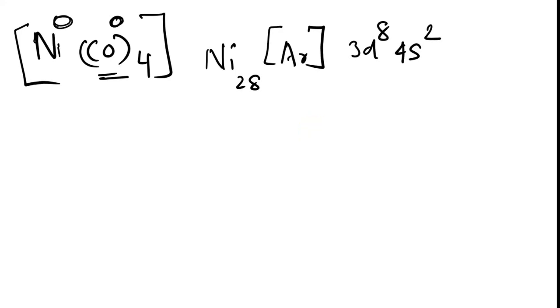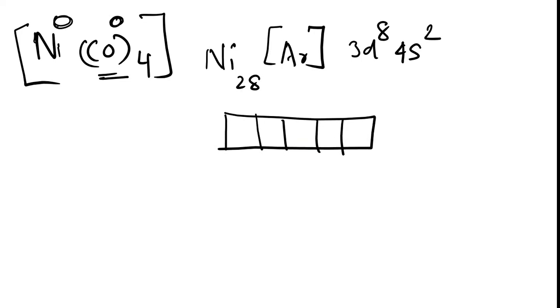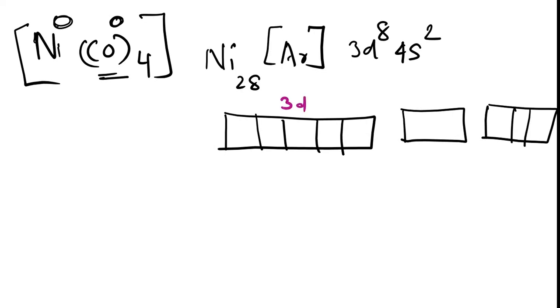Let us write like this: d orbital, 1, 2, 3, 4. And here this is s orbital, and this is p orbital. This is 3d, this is 4s, this is 4p. There are 2 electrons in the s orbital. There are 8 electrons in the d orbital, that is 1, 2, 3, 4, 5, 6, 7, 8.